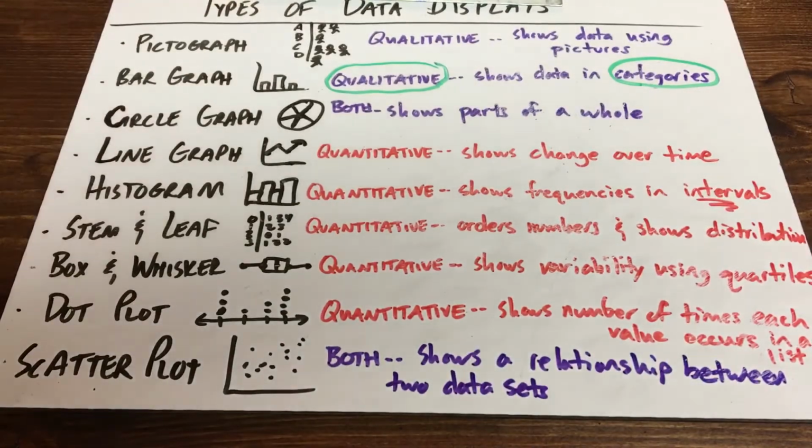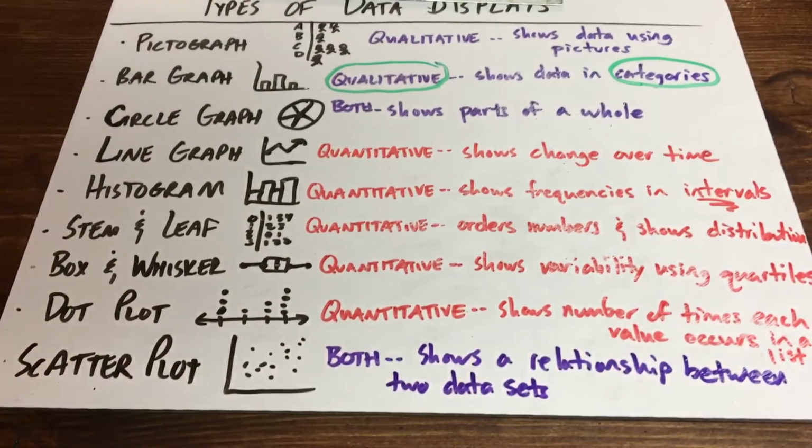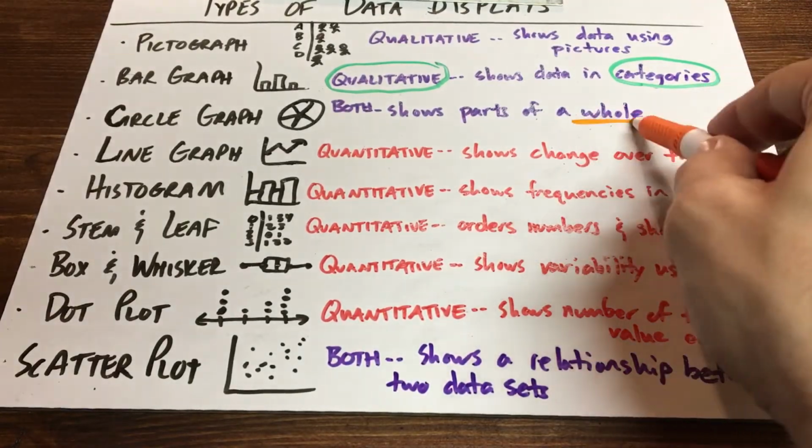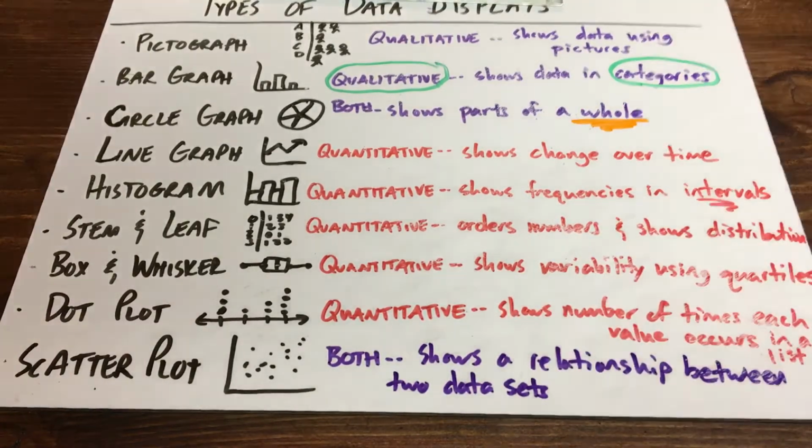A circle graph is whenever you want to demonstrate parts of a whole, right? Show what percent is in each category or in each group, right? It doesn't have to be a category. You want to show parts of a whole.